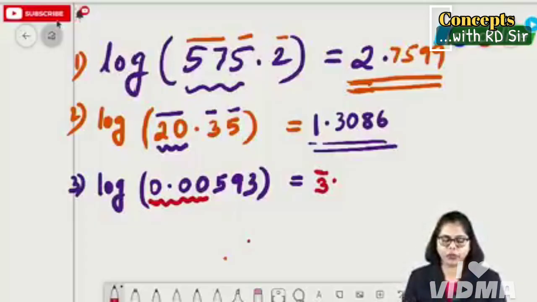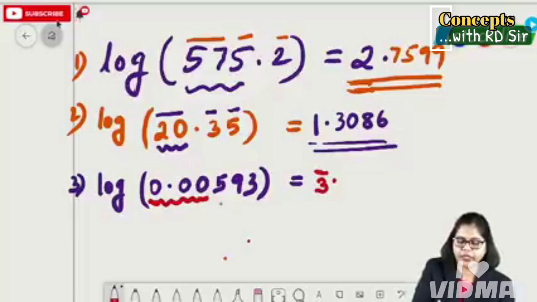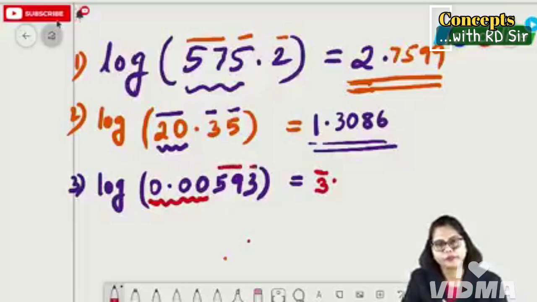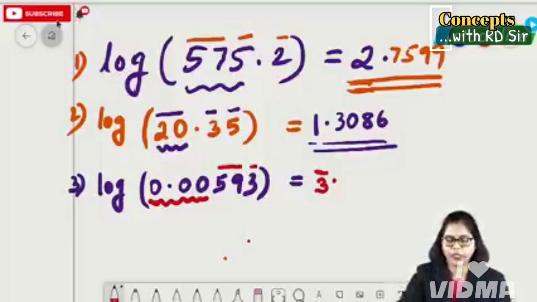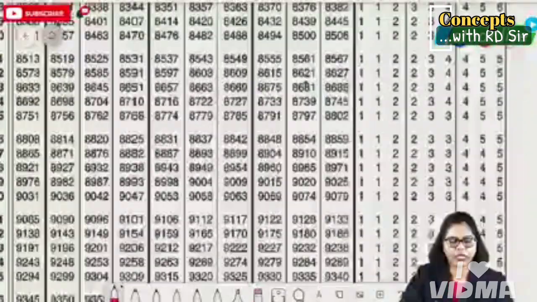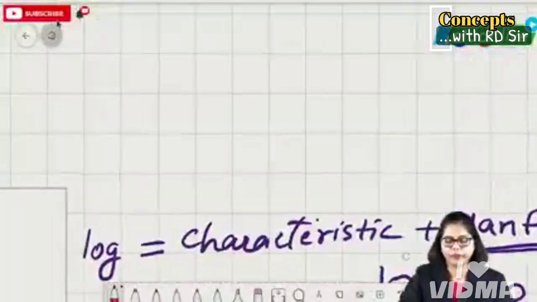The same method we are going to follow. This part already we have taken. So, I am going to take pair and then single number. There is no fourth number, so don't worry. So, 59 and 3. So, we are going to check in 59 and 3 column. Now, let us see this. 59 and 3. Now, look here.